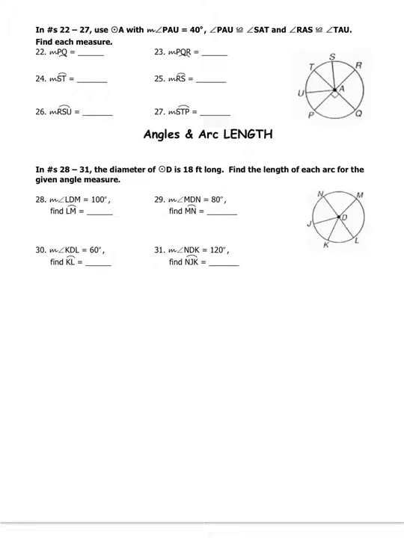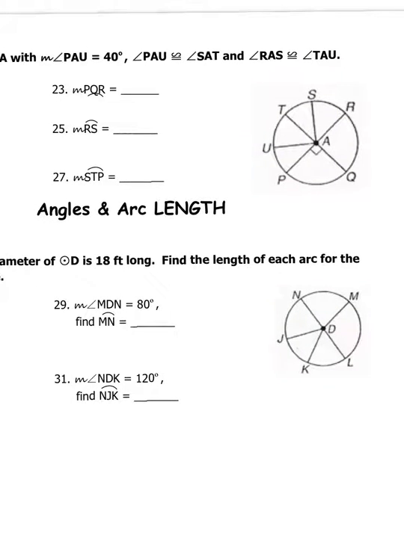All right, for the next page, let's add the information we know from the directions. I see in this picture the measure of angle PAU from P to A to U is 40 degrees, so right here is 40 degrees. And I see that the measure of angle PAU is congruent to the angle SAT. In other words, this one is also 40 degrees. And it's also congruent to angle RAS. So this one is also 40 degrees. And finally, it's also congruent to TAU. Oh my gosh, all of these are 40 degrees.